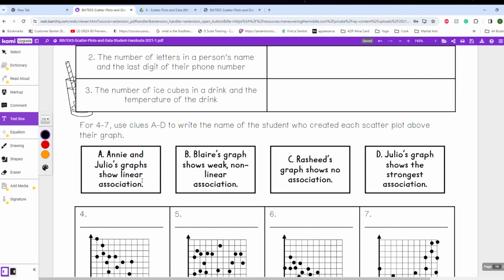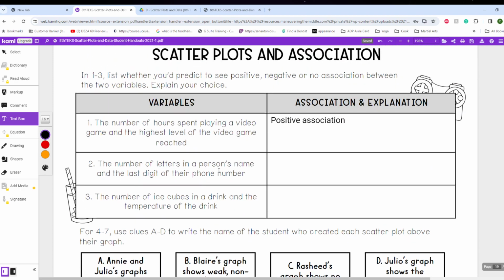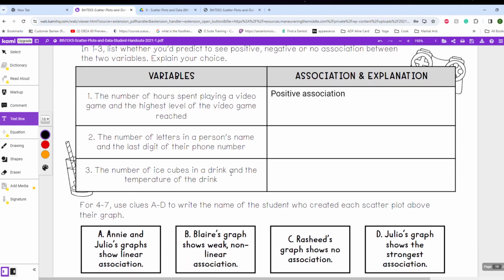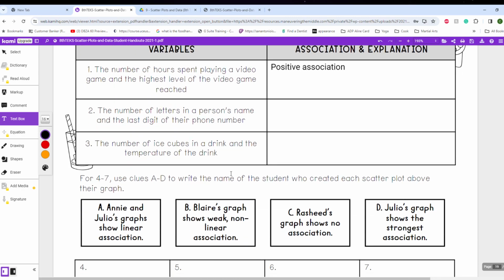All right. The number of letters in a person's name and the last digit in their phone number. And the number of ice cubes in a drink and the temperature of the drink. I'll let you guys think about that.